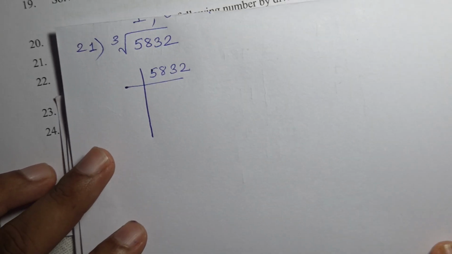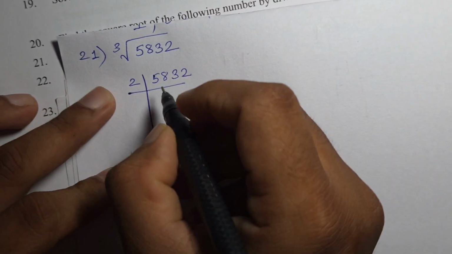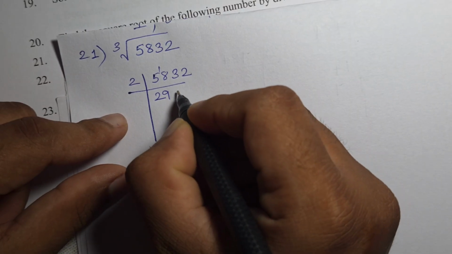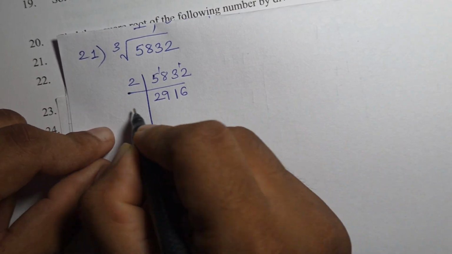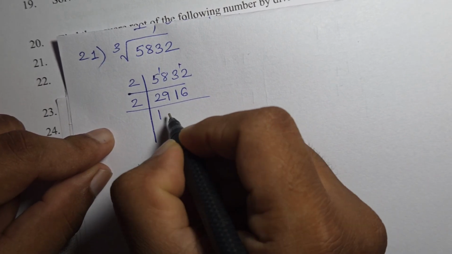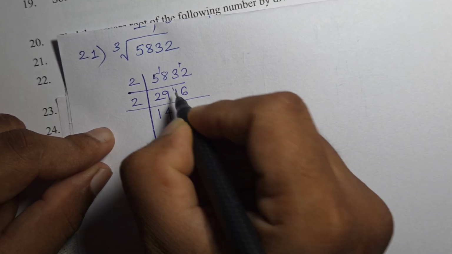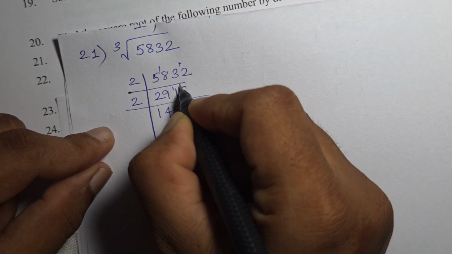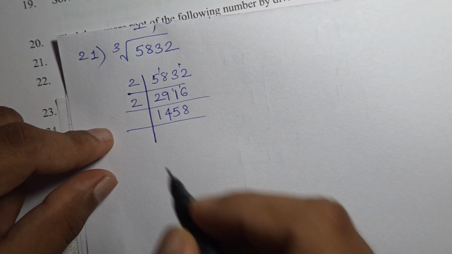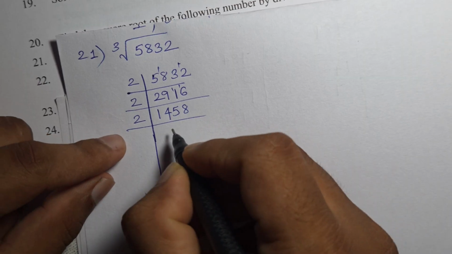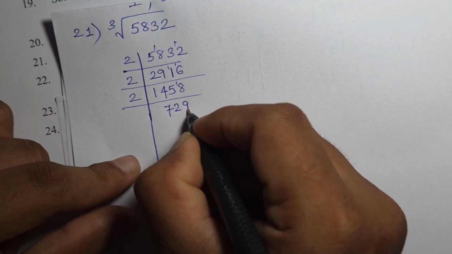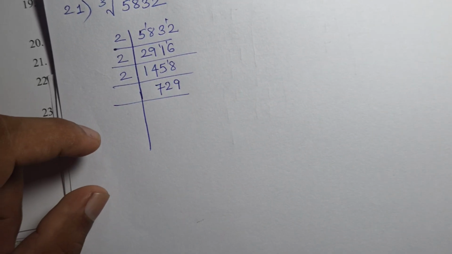So 5832, correct? I'll start with 2. So 2 twos are 4, 2 threes are 6, 2 eights are 16, correct? So 2916 I get. Again if I take 2, 2 ones are 2, 2 nines are 18, carry 1, 2 twos are 4, 5, so 1458. Next again I'll take 2. So 2 sevens are 14, 2 fours are 8, 729. Now can I take 2? No, I have to go to 3.